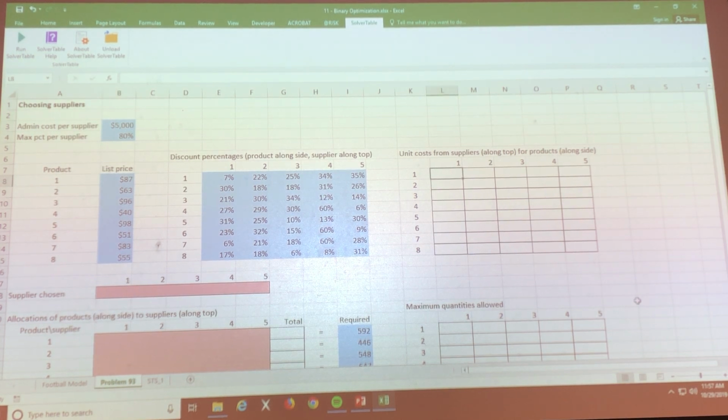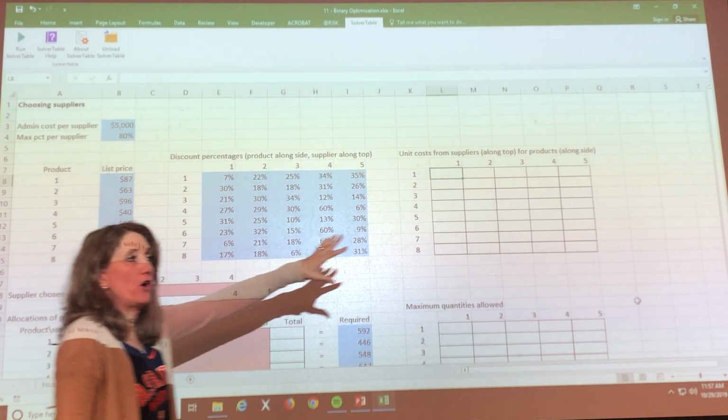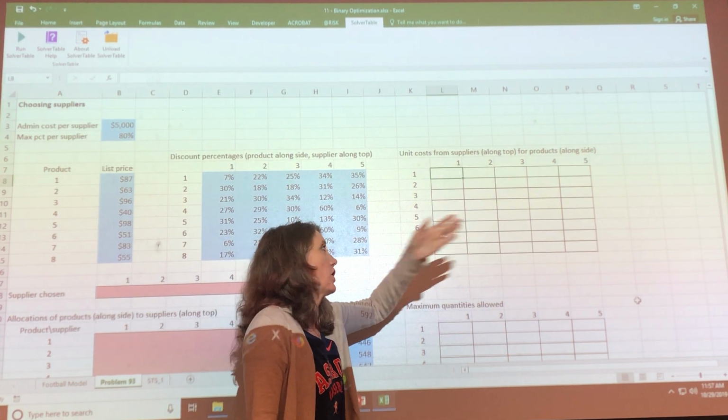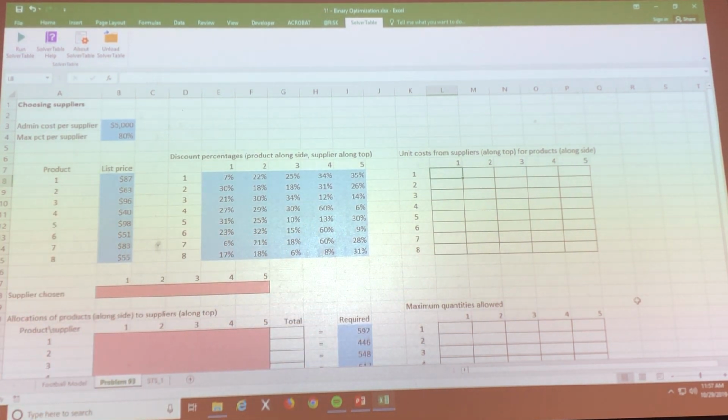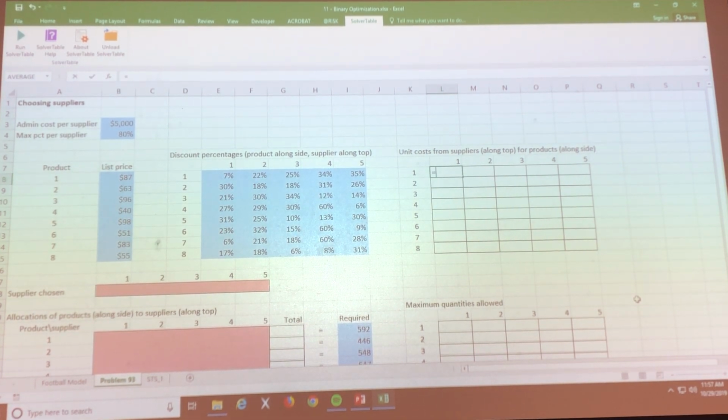Like I said, it's a necessary thing to fill this in because we don't have the cost. We have list price, we have discount, but we don't have cost. It's just a necessary step for us to fill this in, okay? And so the cost of product 1 from supplier 1, it would be $87 list price, but we're gonna subtract from that 7% of $87.